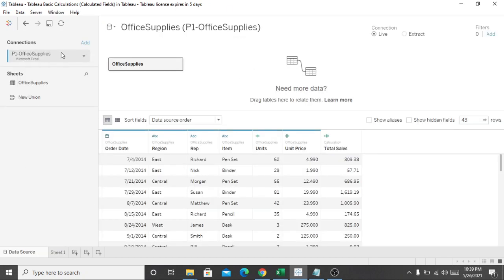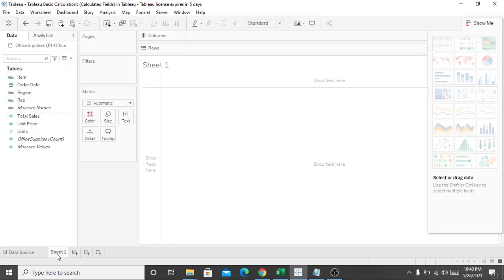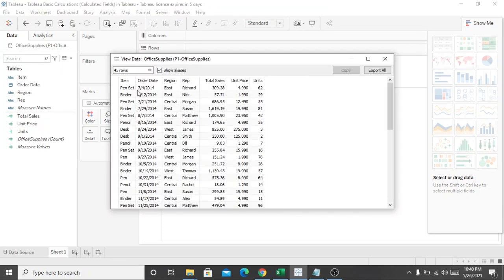I have taken the office supplies file, and this is an overview of what the data looks like. Let's see what we have in the CSV file. We have items, order date, region, and representative, with total sales value, unit price, and units. This is the office supplies data, along with the regions, the sales representatives, total sales in the regions, units, and the price of each unit.